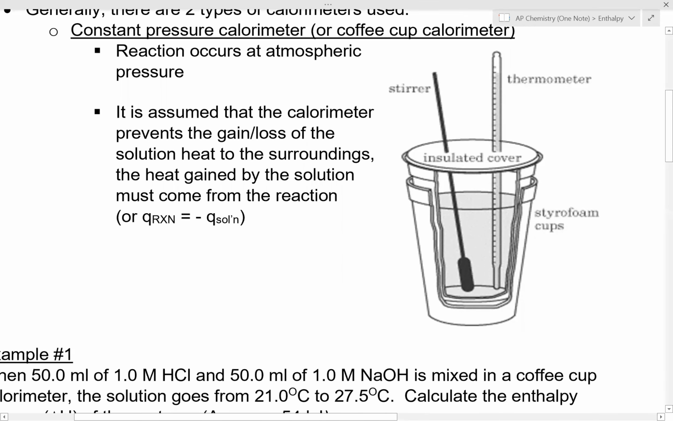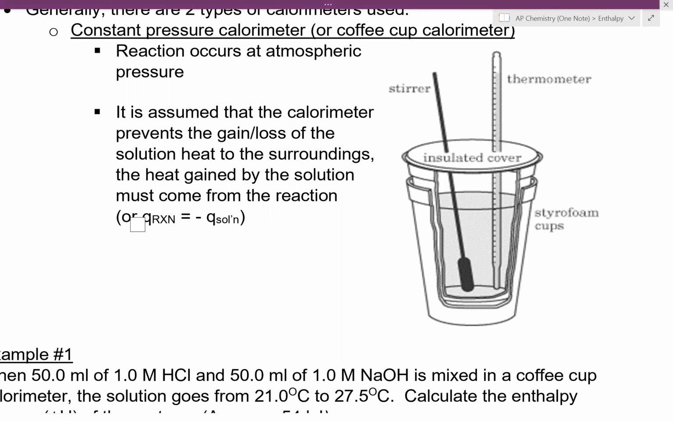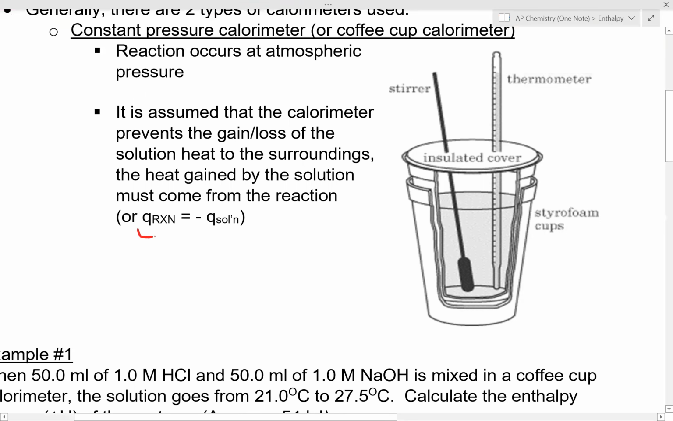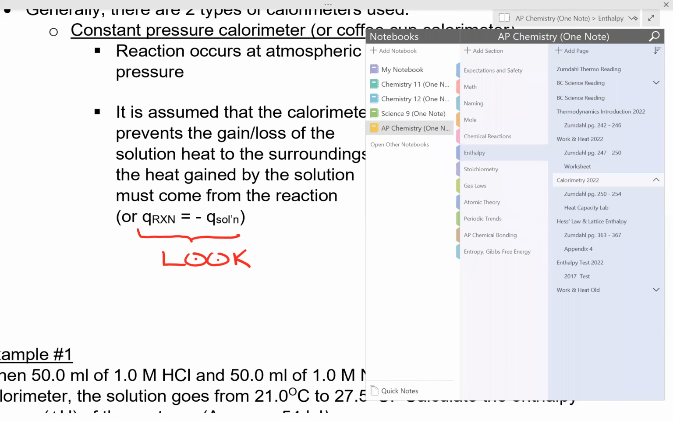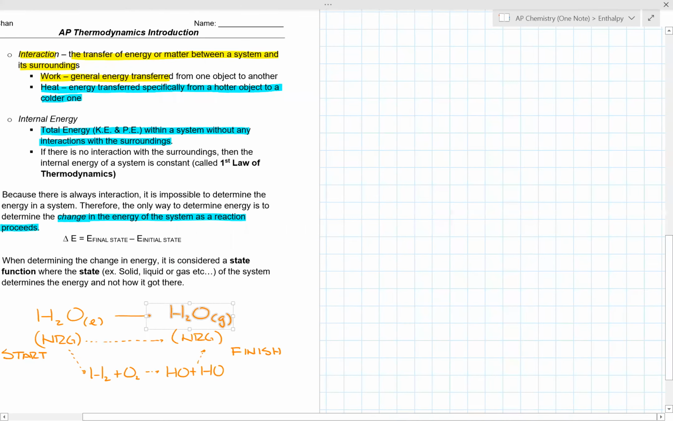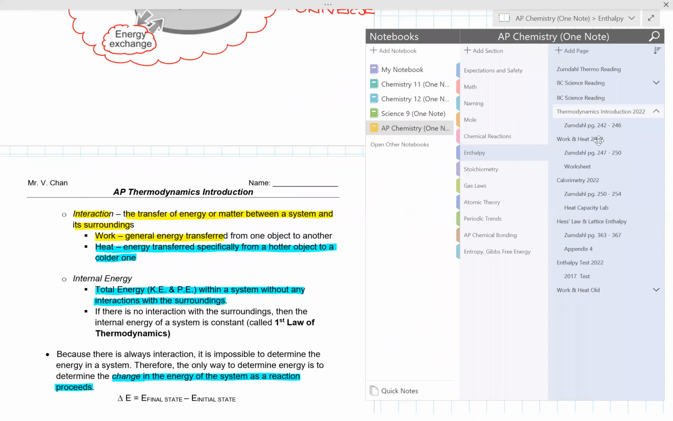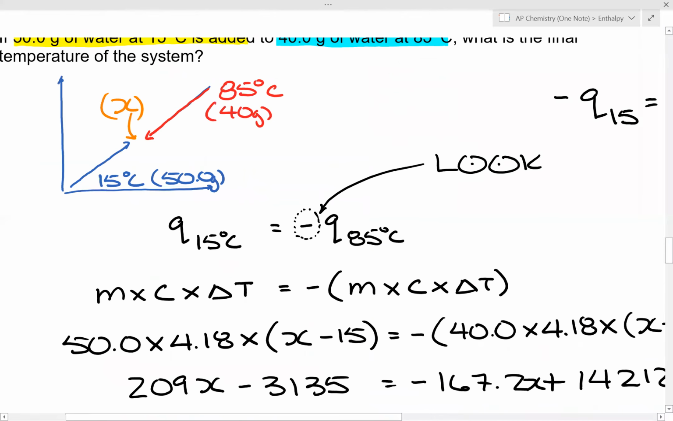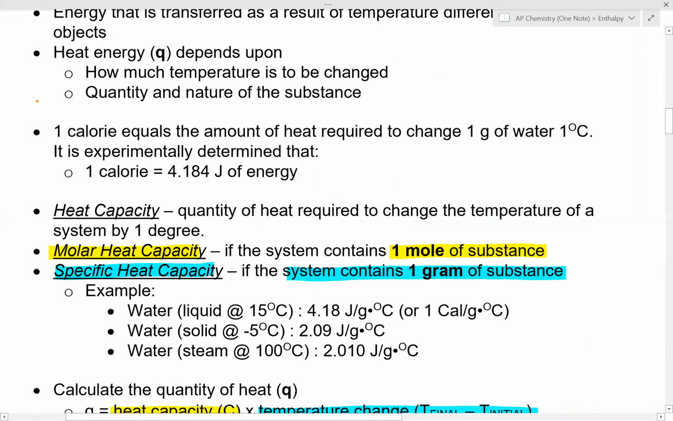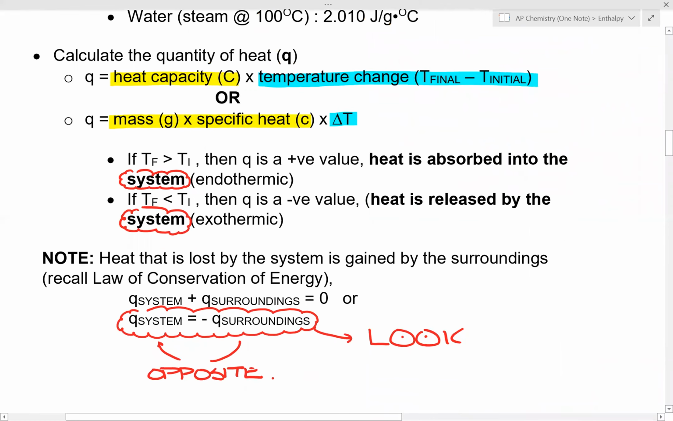Now, the key thing that you should be aware of is, remember, the heat of the reaction is equal to the negative heat of the solution. This goes back to the beginning of our notes when we talked about thermodynamics, work and heat. I think at the very beginning. Q system is negative Q surroundings.